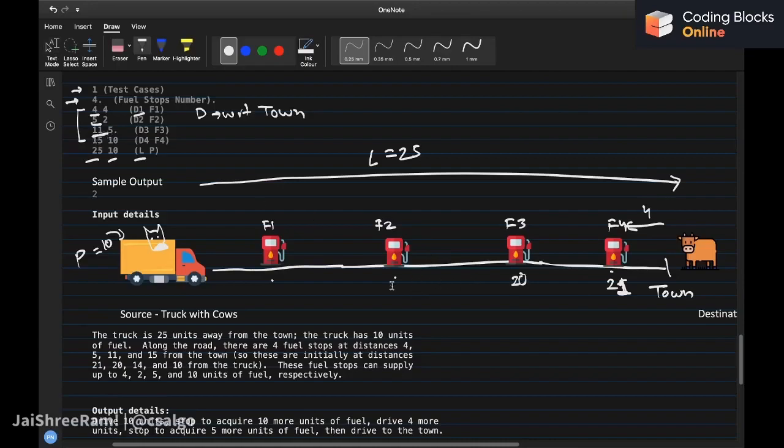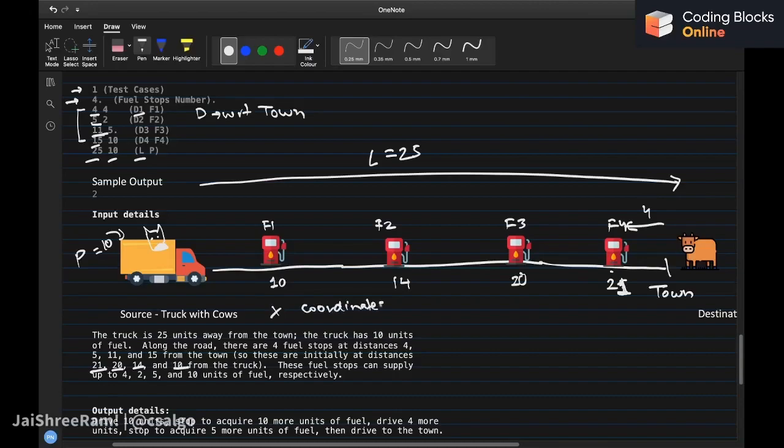So that would mean 25 minus 11. That is at a distance of 14. And there is a fuel stop which is 15 units away from the town. That would mean there is a fuel stop at 10 units. Okay. So we actually have 21, 20, 14 and 10. So 10, 14, 20 and 21. So these are the x coordinates of the fuel stops from the truck.